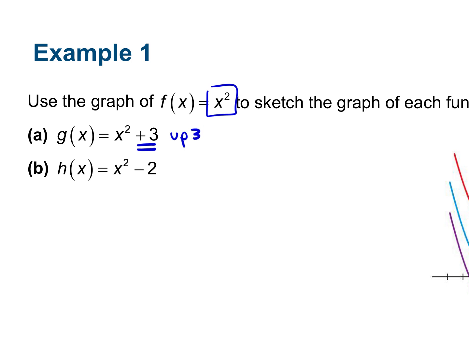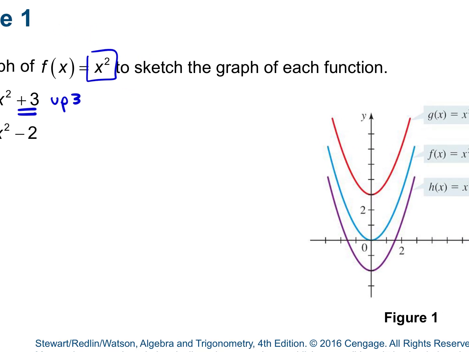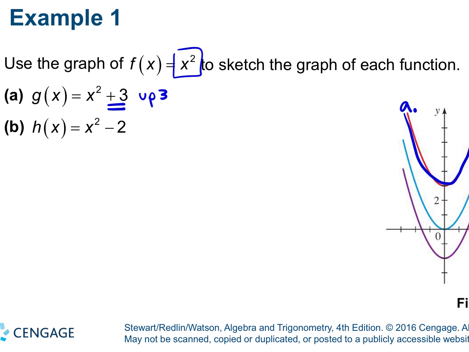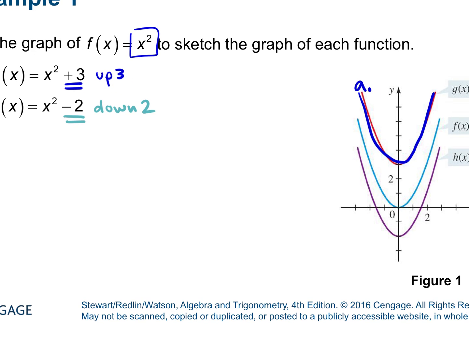So looking at our graph here, starting with the blue one, which graph got shifted up 3? The red one, so this would be A, the red graph here. Looking at B, if we subtract 2 on the outside, what does that do to our graph? Moves it down 2. So starting with the blue graph, the purple one got shifted down 2. So this would be the graph for B.